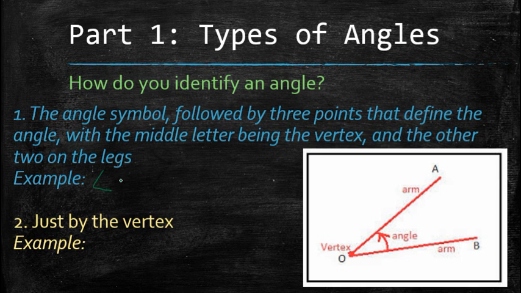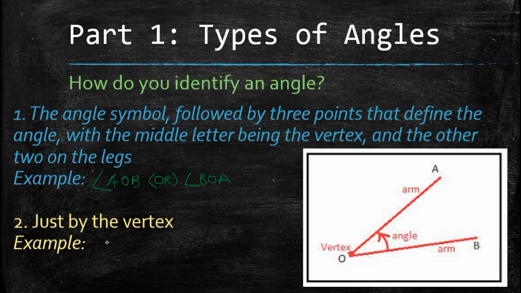So you could say angle AOB, or angle BOA. You will notice that in both of those examples, the point O, which is the vertex, is in the middle. That's the rule. If you're using all 3 points, you have to have the vertex in the middle.